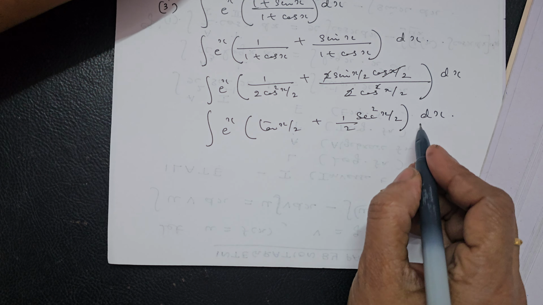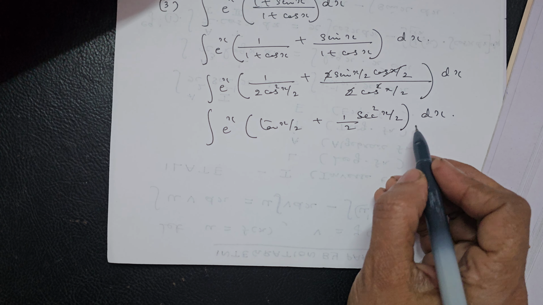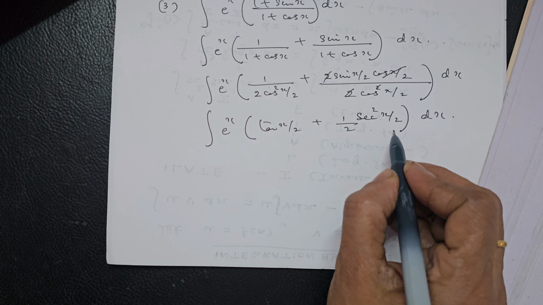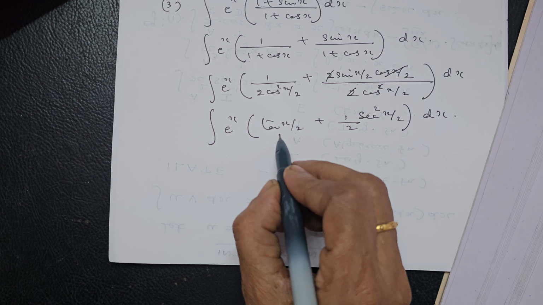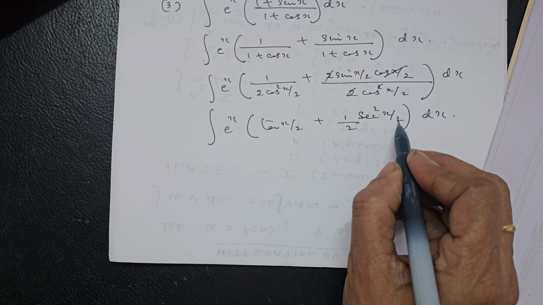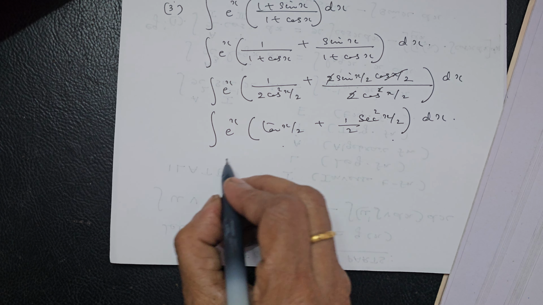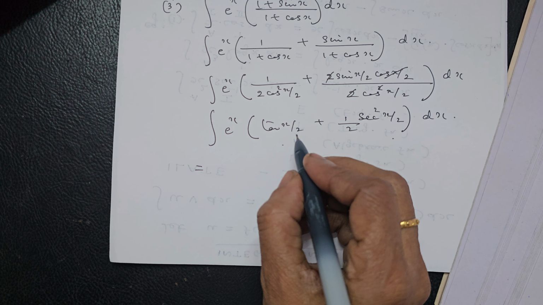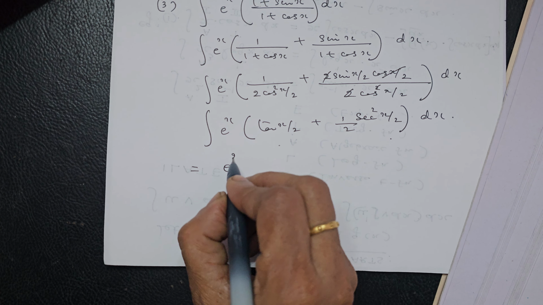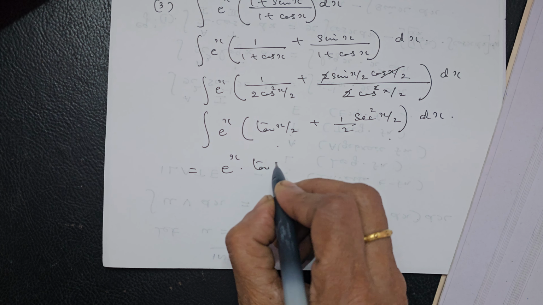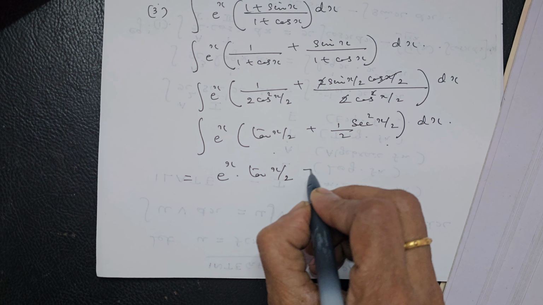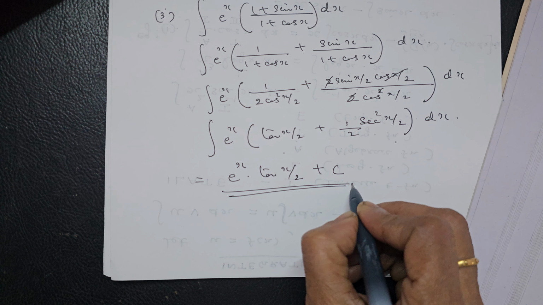So is it in this particular form? Which is the function? Which is the derivative? You can see that the derivative of tan x by 2 is sec square x by 2 into 1 by 2. So this is the function, this is the derivative. So it converted into that particular format. So the answer will be e raised to x into tan x by 2, the function, plus c.